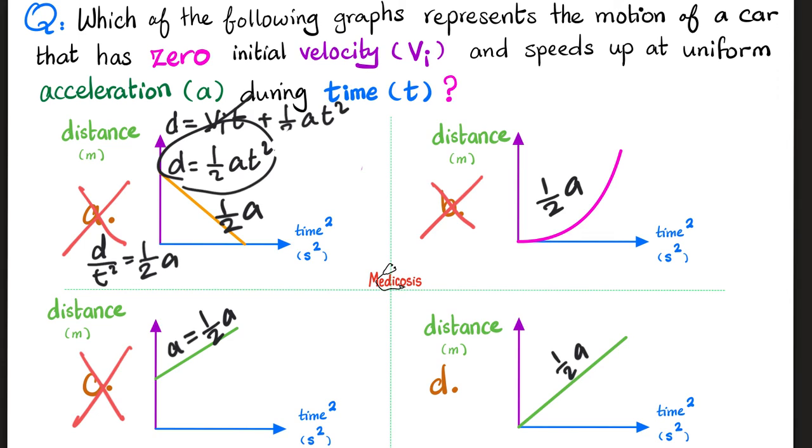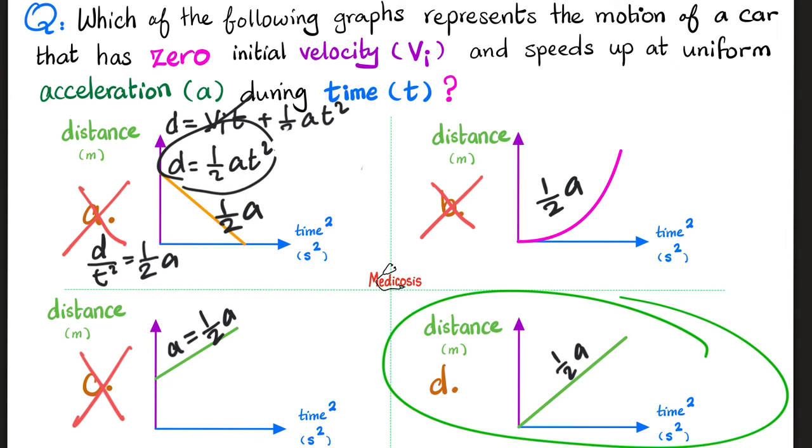Am I going up? Yes, you're going up, which means positive, which means speeding up. Acceleration, positive sign. Is it uniform? Yes, it is uniform. Did I start from an initial velocity of zero? Yes, I did. So D is the correct answer.